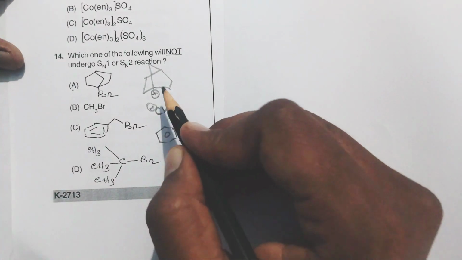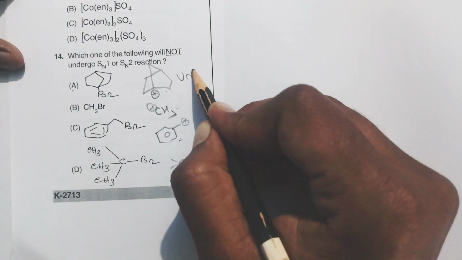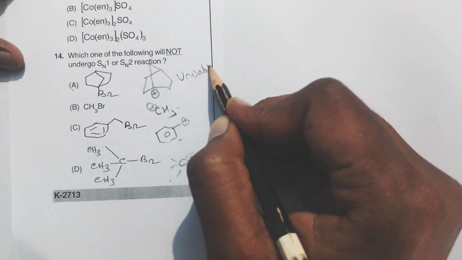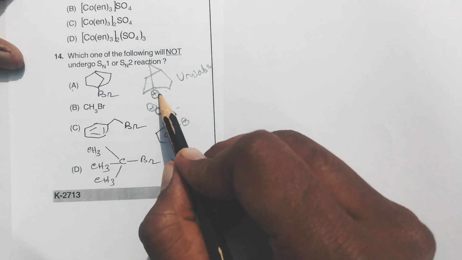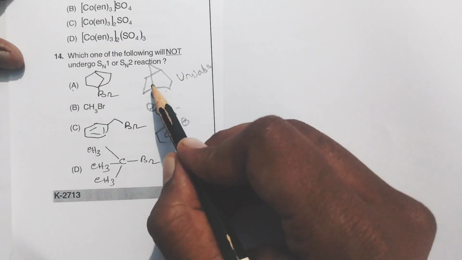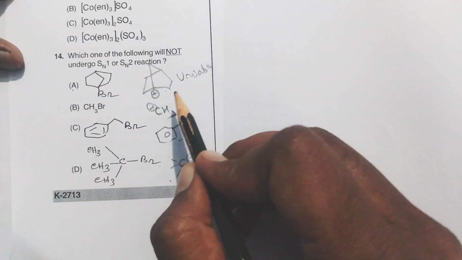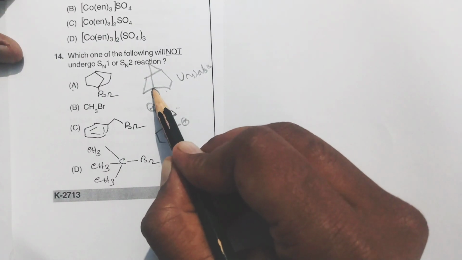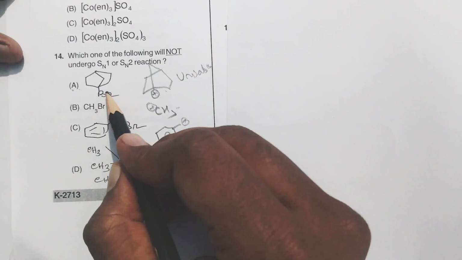But this will not form because it is highly unstable, because it is non-planar. The carbocation which is at the bridged carbon is highly unstable and there is no formation of this type of carbocation, so this will not undergo SN1.